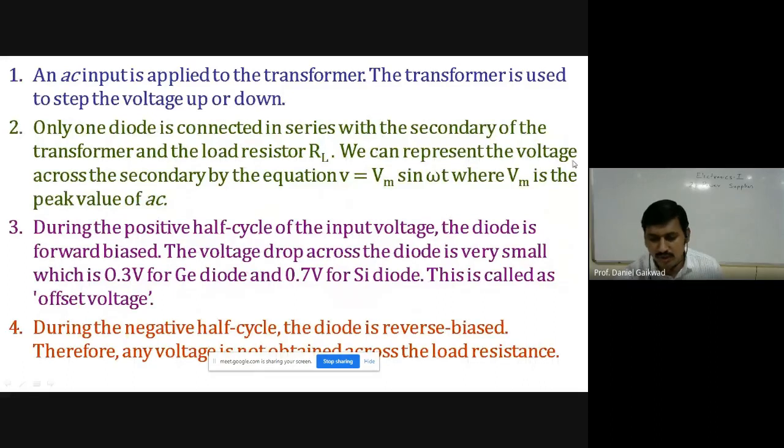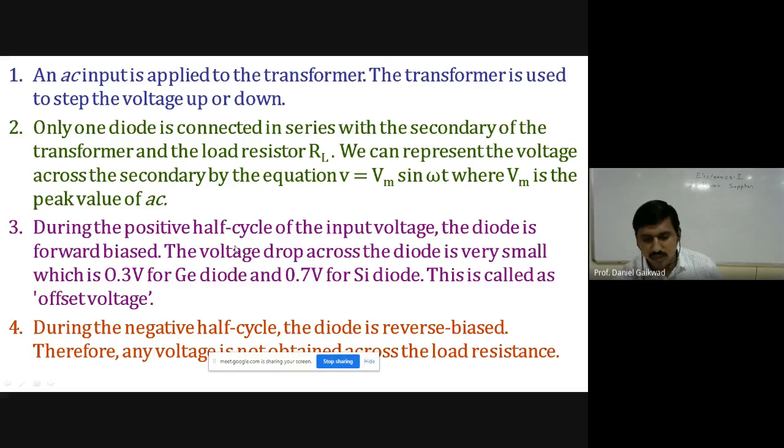We can represent the voltage across the secondary by the equation V = Vm sin omega t, where Vm is the peak value of AC. So AC voltage is represented by this formula, V = Vm sin omega t, where Vm is the peak value of AC. Peak means the maximum value, from 0 to the maximum value. That is called the peak value.